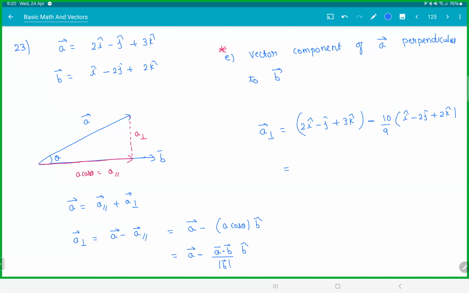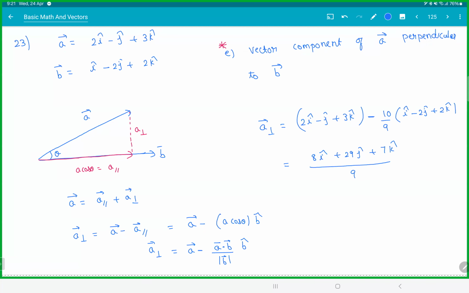How much is it if you simplify? 9 2 is 18 minus 10, 8 i cap minus 9j plus 20j, 29j plus 27, minus 27k by 9. That's your answer. Check it out, everyone. That's how you find the perpendicular component.